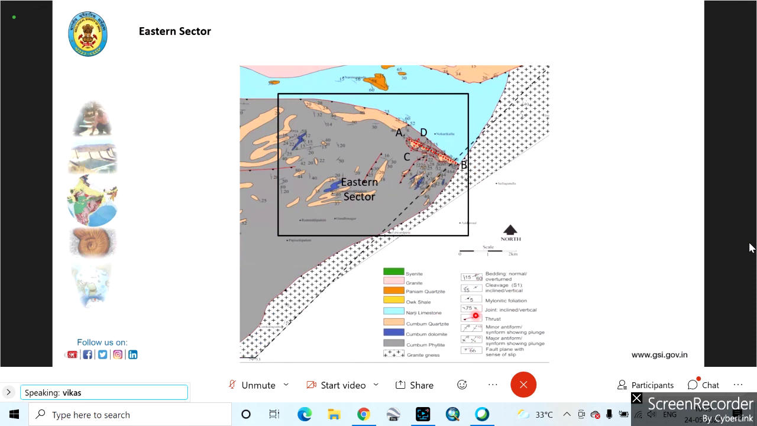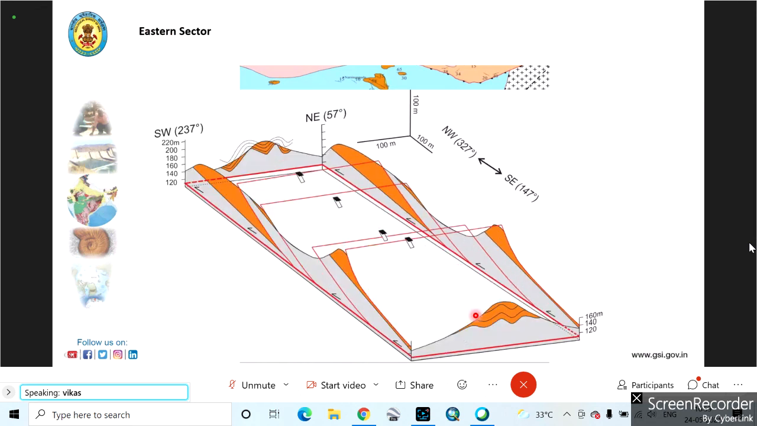Next. So like this, ultimately, by using that sole thrust and all these types of structures, we can actually prepare these types of 3D diagrams. You see, my topic was definitely the use of structure in geological mapping, sedimentary terrain mapping.